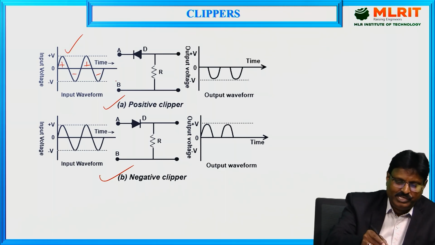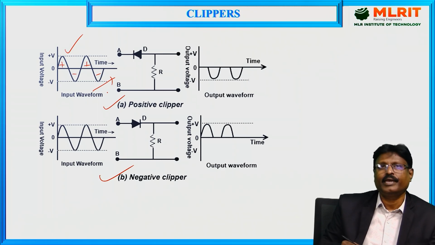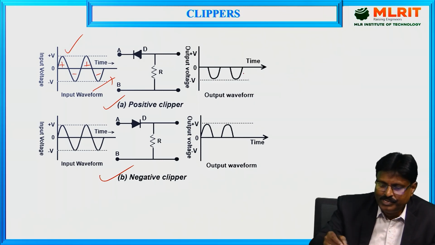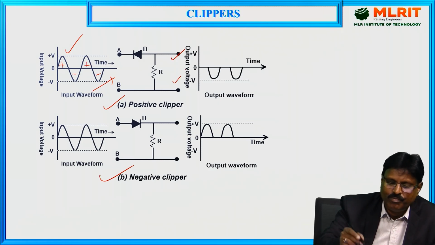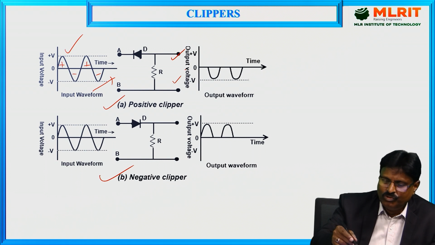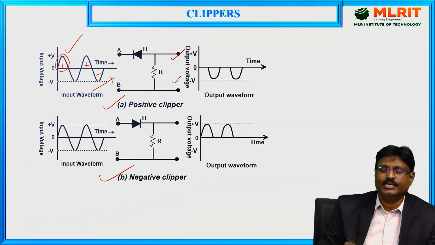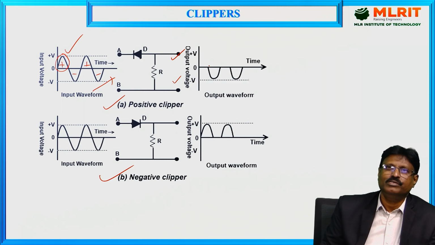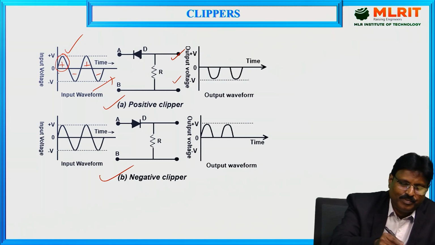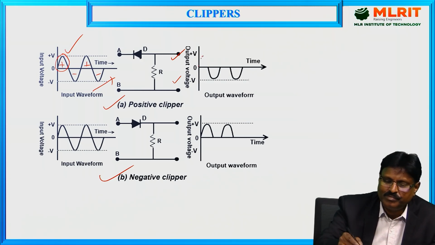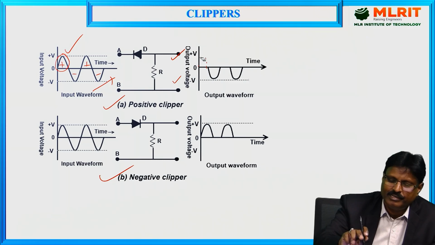So this I am giving as an input to the circuit. And if you observe the output here, these are the output terminals. As you can see here, the positive peak is not there in the output signal. So this portion is not there. Actually, this portion must be there, but it is not there, right?